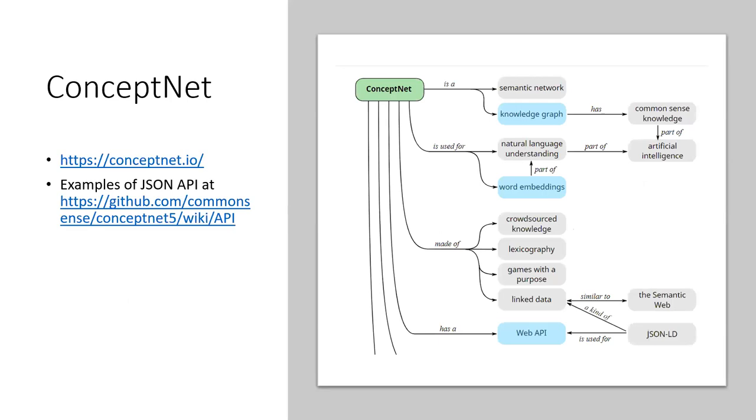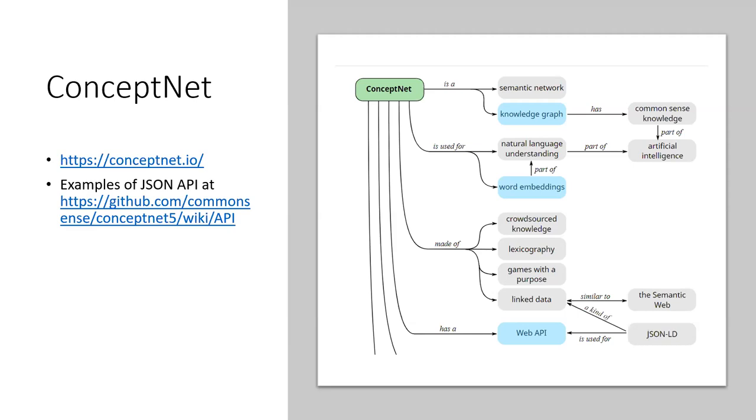ConceptNet is, as it suggests by the name, a network. So concepts are in the nodes and relationships are in the graphs. So it understands things like is a, has, part of, is used for, made of, similar, and has a, which is enough to make up quite a powerful network.